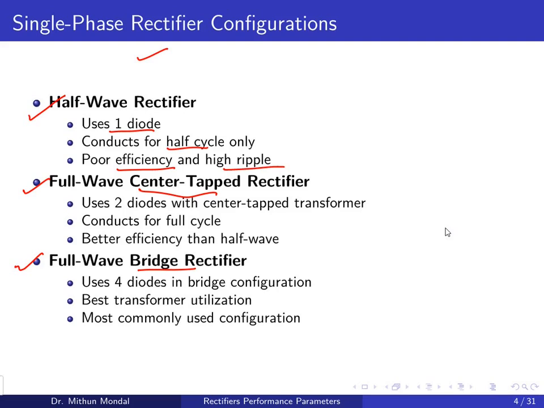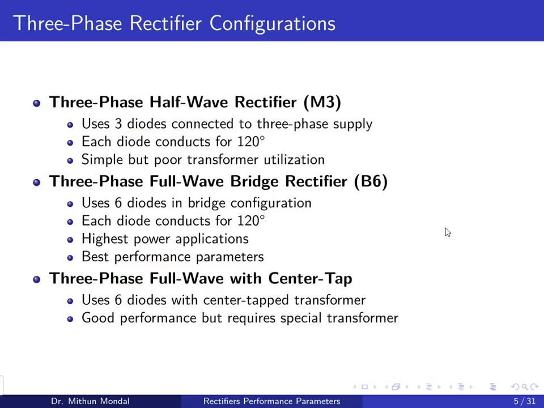Whereas the full wave rectifier, when it is center tapped, uses two diodes with a center tap transformer. It conducts for the full cycle and has better efficiency than half wave. The full wave bridge rectifier uses four diodes, which is double the center tap rectifier. It has better transformer utilization and is the most commonly used configuration in industries.